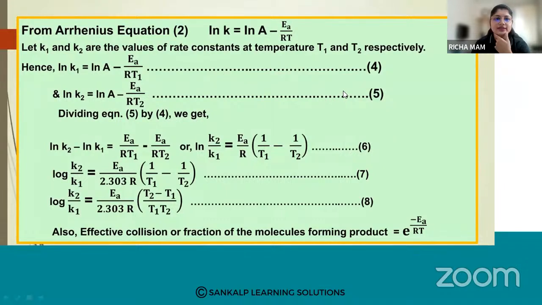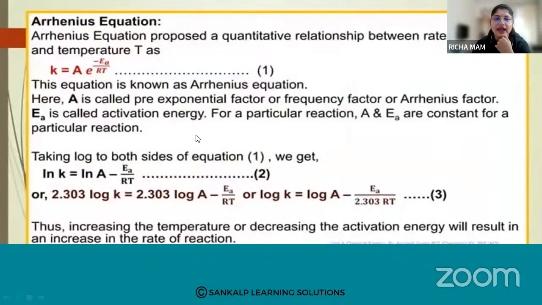So let us now discuss how to determine this activation energy graphically. How we have given it theoretically: we said that Arrhenius was a scientist who gave a mathematical relationship between a rate constant and temperature. Now we will see how this will work graphically on the graph.